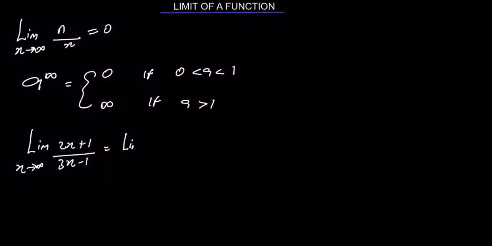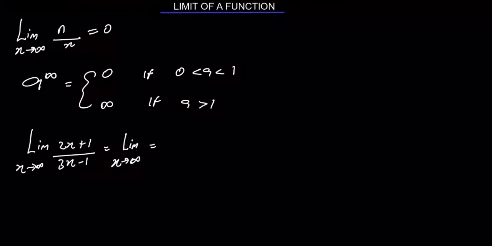It means that to evaluate this limit, you are going to divide each of the terms by x raised to power 1. Assuming you have x squared as the highest power of x that you have, you divide each of the terms by x squared. So I have 2x all over x plus 1 all over x, here I have 3x all over x minus 1 all over x.